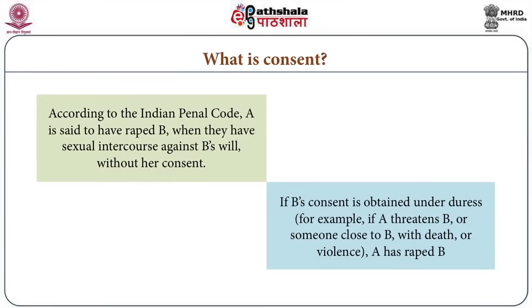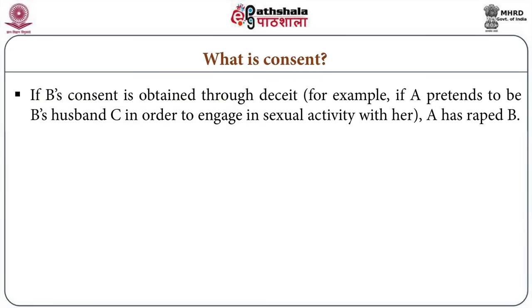Now, A is said to have sexually assaulted B or raped B if B does not give consent. If B's consent is obtained under duress, for example, if A threatens B or if A threatens somebody close to B with death or violence, then A has raped B. So consent has been given, but that consent has been obtained under duress. If B's consent is obtained through deceit, then it's a very similar circumstance to duress. That means that this consent was not given in an informed manner. So the consent is nullified just as it is with duress, and the result is that the sexual activity is deemed to be rape.